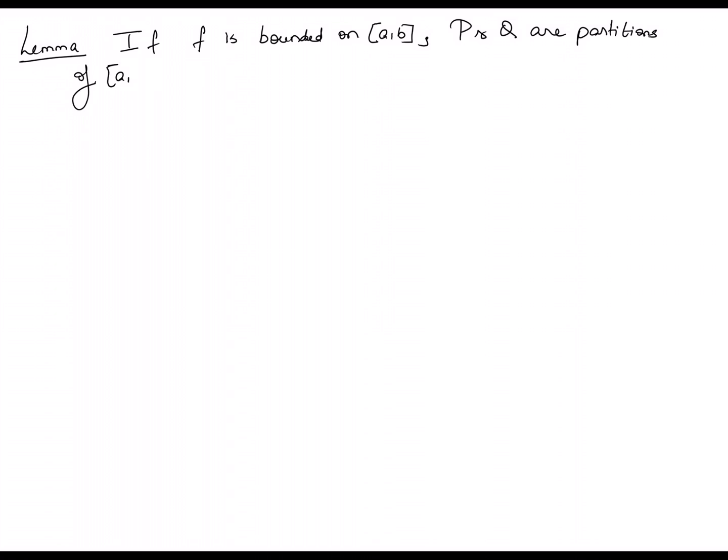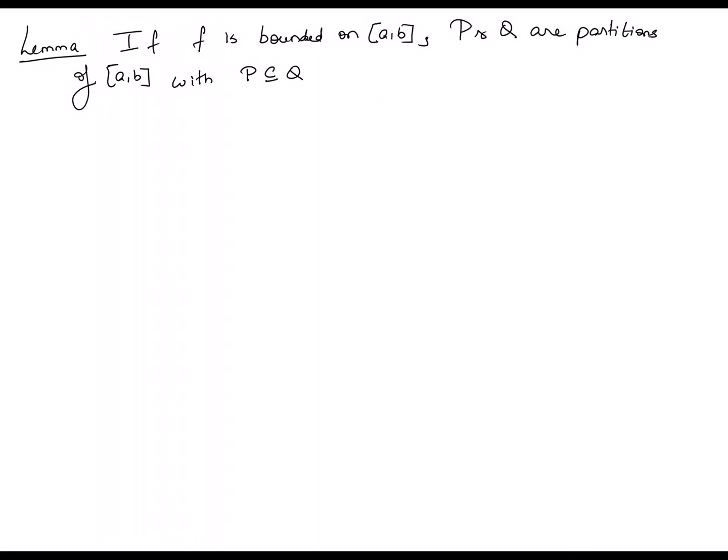Okay, so first lemma: if f is bounded on [a, b] and P and Q are partitions of [a, b], with P being in fact a subset of Q.